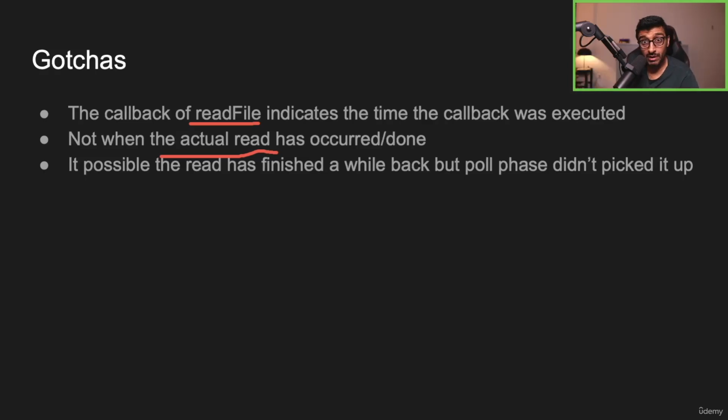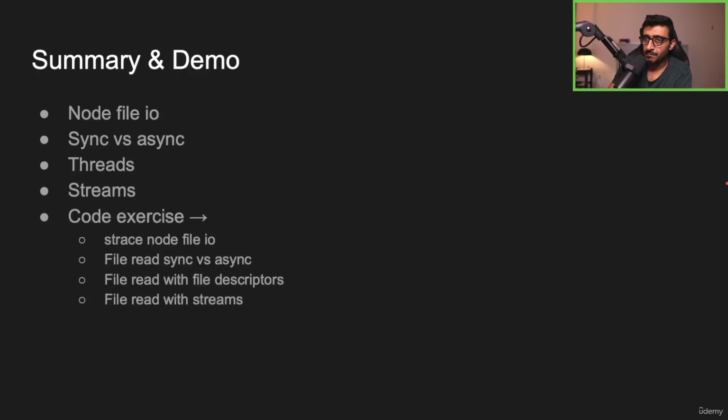Or sometimes it will execute it right there, because maybe when the read happens, that is expensive, right? We call the read, so we move on to the check phase and the other phases, and by the time we came back, libuv already marked my callback as ready. So as I come back, it's now ready for execution. So there's a big difference between these two, right? It's possible that the read has finished a while back, but the poll phase didn't pick it up, because the callback was not ready.